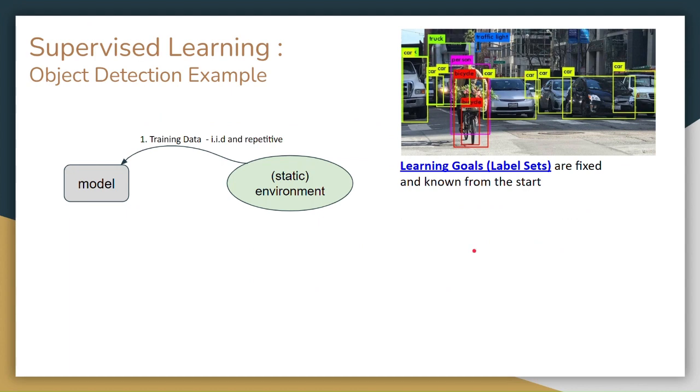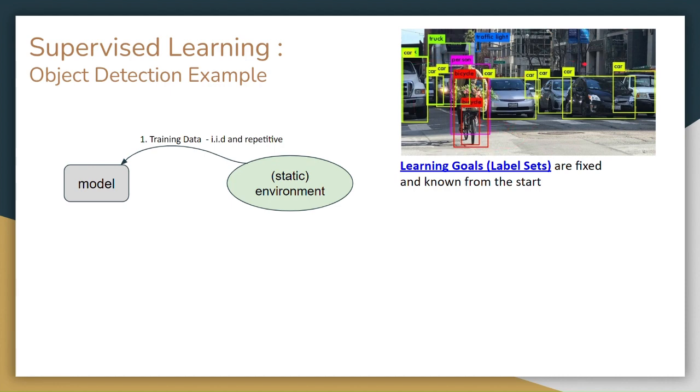Now let's look more closely at the two machine learning frameworks. Here, we take a look again at the supervised learning example, the object detection example. In this case, we have training data, which is a bunch of pictures, and we have a learning goal. That is the label set that we want to detect, right? So the bicycle, the car, person, and the traffic light, everything is known to the model. The model is trying to predict where this object is in the upcoming pictures.